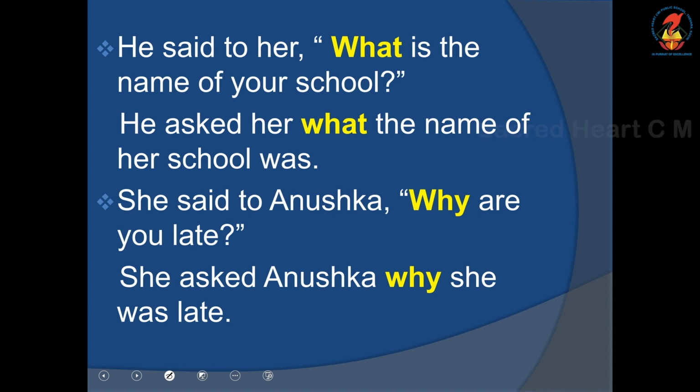Then what should you do? Then comes the subject. What is the subject here? Name. What is she asking here? Name of a school. So what the name of her school was. Here your is there, possessive adjective your. So it should be changed into her. What the name of the school was. Is has been changed into was. See, the verb is written at the end after the subject.